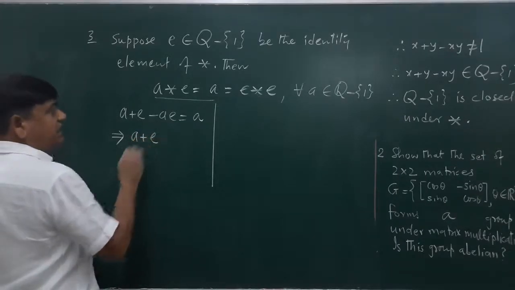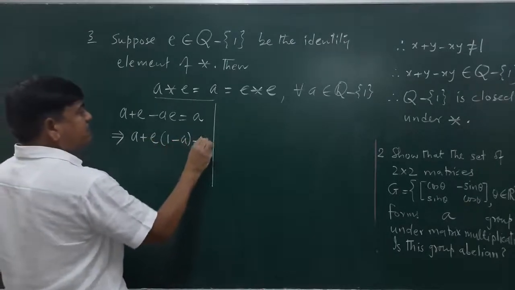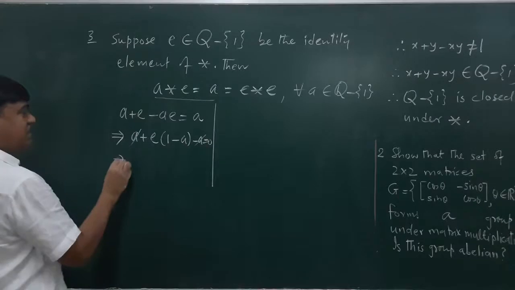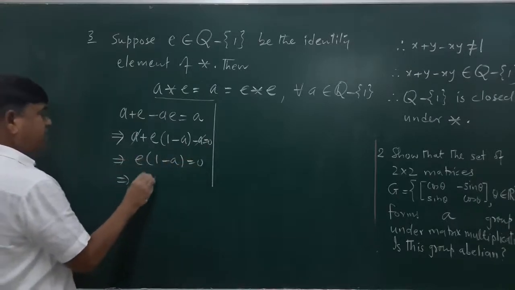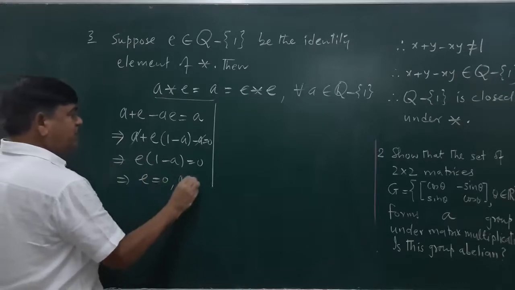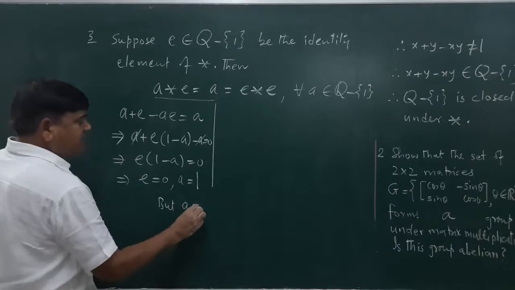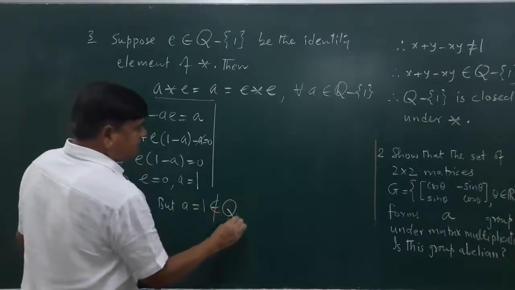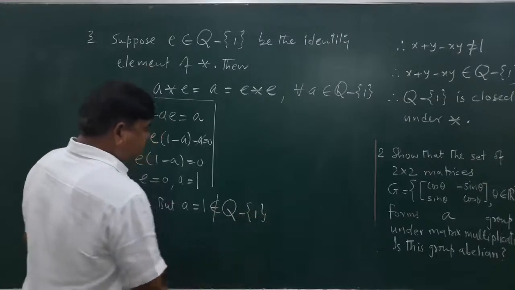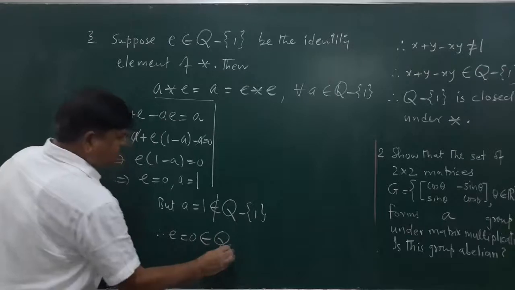A plus E 1 minus A equals to 0. This and this cancel out. E times 1 minus A equals to 0. This implies A equals to 0, A equals to 1. But A equals to 1 does not belong to, therefore E equals to 0. This belongs to Q.